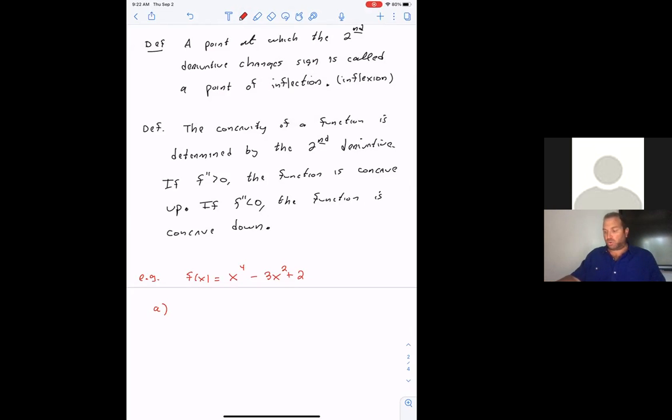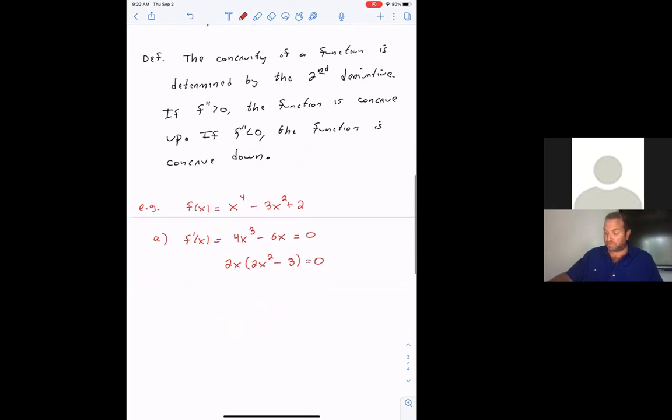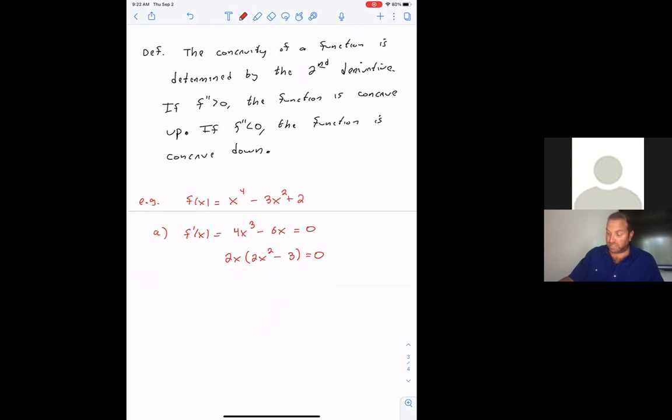So if you want to find the local max and mins, we take the derivative. F prime of x is 4x cubed minus 6x. And we set it equal to 0, and then we figure out what values of x make this true. Well, if I factor 2x, I get 2x times (2x squared minus 3) is equal to 0, which means we have either x is equal to 0 or x squared is equal to 3/2, which implies x equals plus or minus the square root of 3/2.